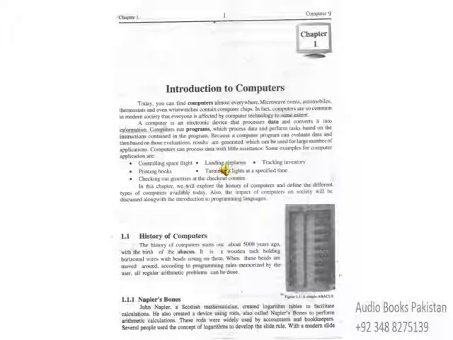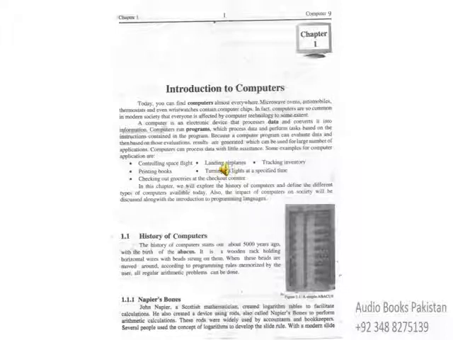1.1 History of computers. The history of computers starts out about 5,000 years ago with the birth of the abacus. It is a wooden rack holding horizontal wires with beads strung on them. When these beads are moved around, according to programming rules memorized by the user, all regular arithmetic problems can be done.